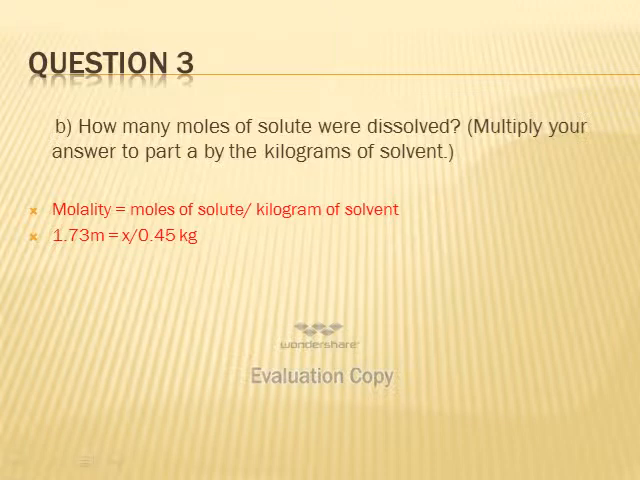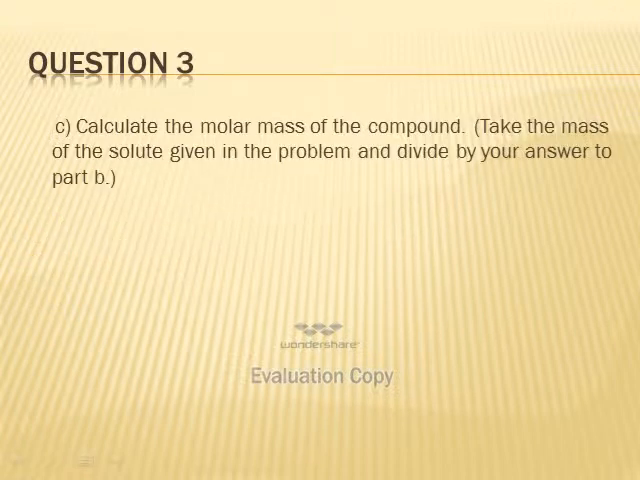The problem tells us that there is 450 grams of water. So if 1.73 moles dissolve in 1 kilogram of water, then how much will dissolve in 0.45 kilogram? By setting up the equation, we get the number of moles to be 0.779 moles.